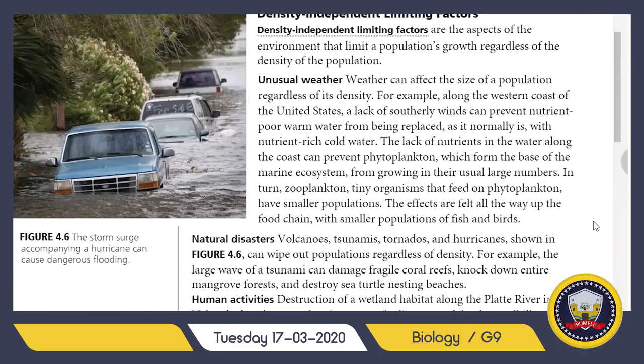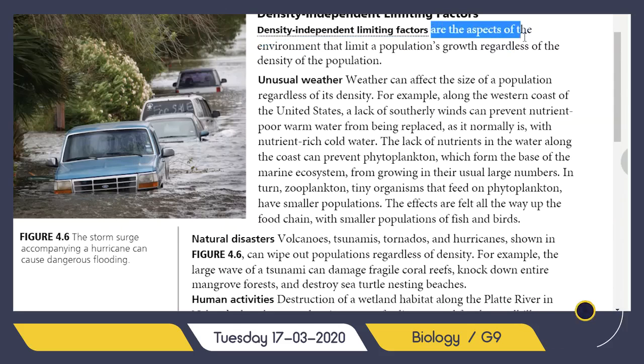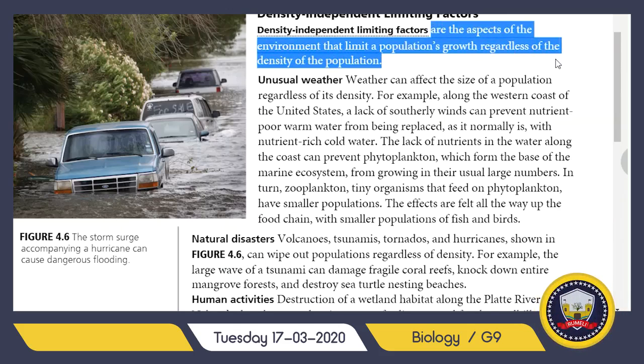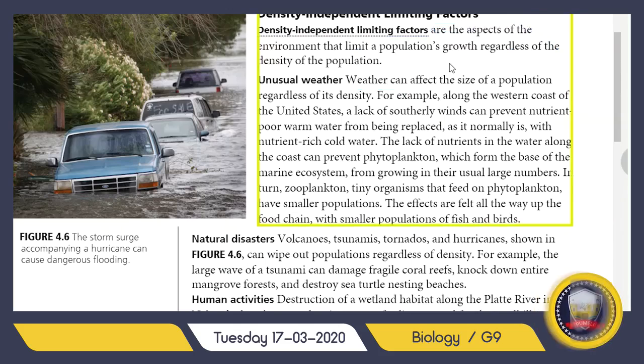Now, the other parameter is density independent limiting factors. So, we explained density dependent. Now, we will explain density independent limiting factors. And these are the aspects of the environment that limit a population's growth, regardless of the density of the population. So here, it relates majorly, it is entangled with the environment.